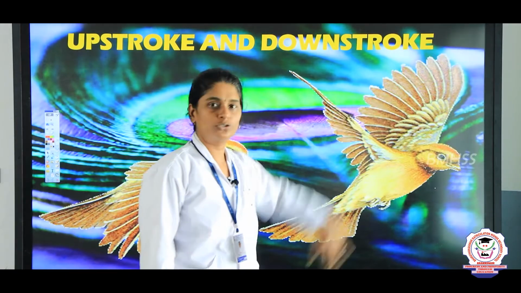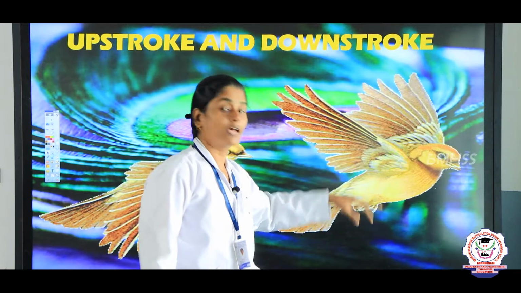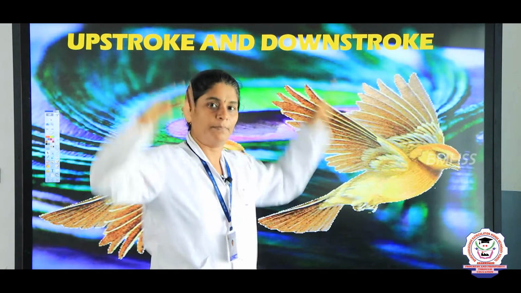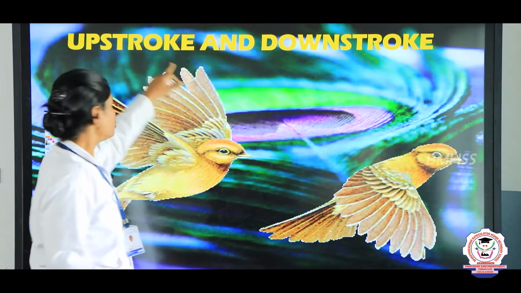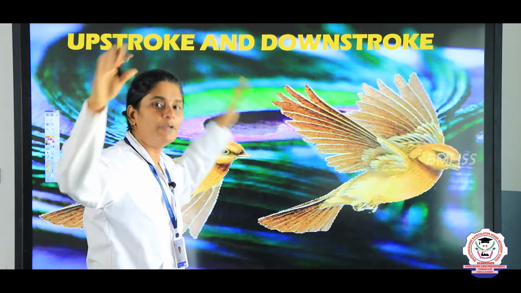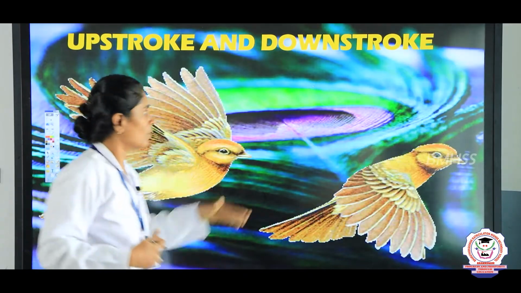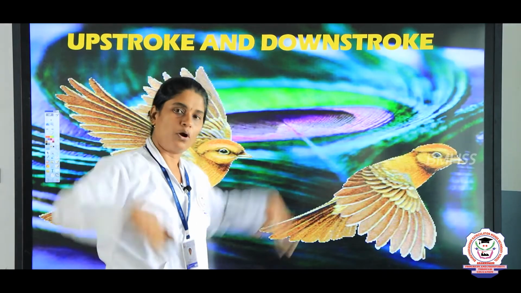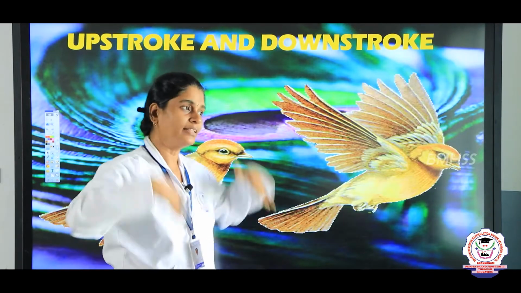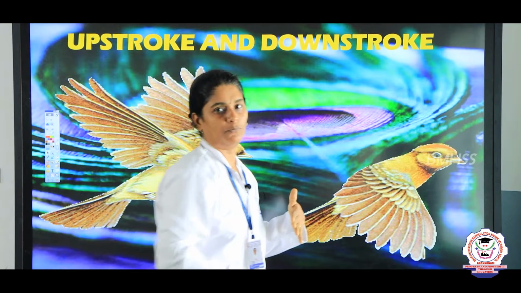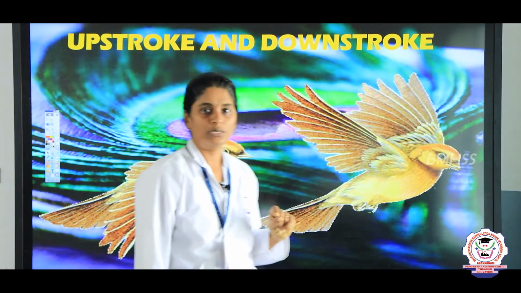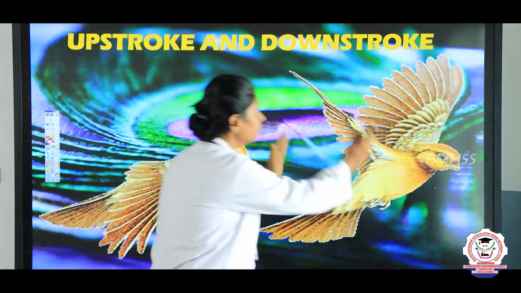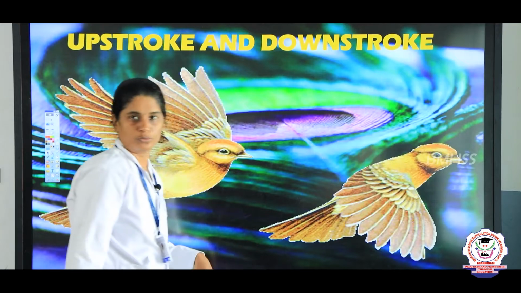And what is downstroke? Downstroke means the birds flip their wings from the upward direction to the downward direction, from top to bottom. Upstroke means from bottom to top they flip, and it goes backward. Downward direction means from top to bottom. From the top to the bottom they will flip the wings and they will move forward, to the front. That movement is called downstroke. So some birds use upstroke, and some birds use downstroke to fly.